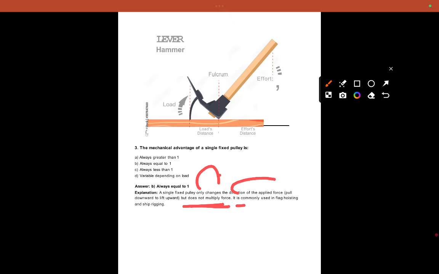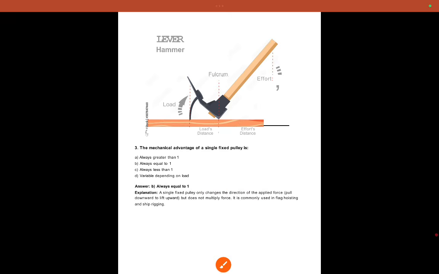It is commonly used in flag hoisting and ship rigging. So at flag hoisting time we are using this single fixed pulley. And its mechanical advantage, that is load by effort, is equal to 1. Whatever the load, the same effort is needed. So that is the reason it is equal to 1.